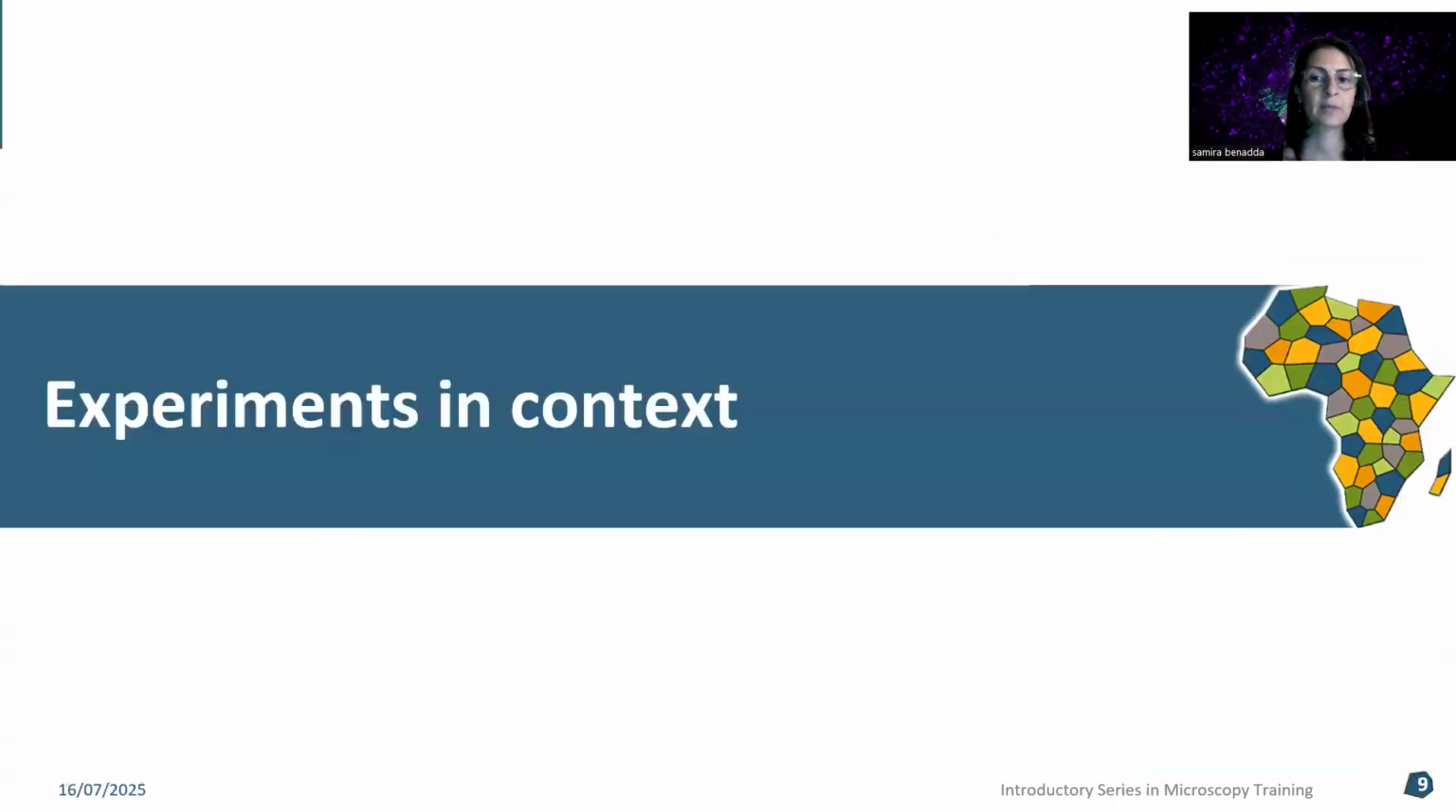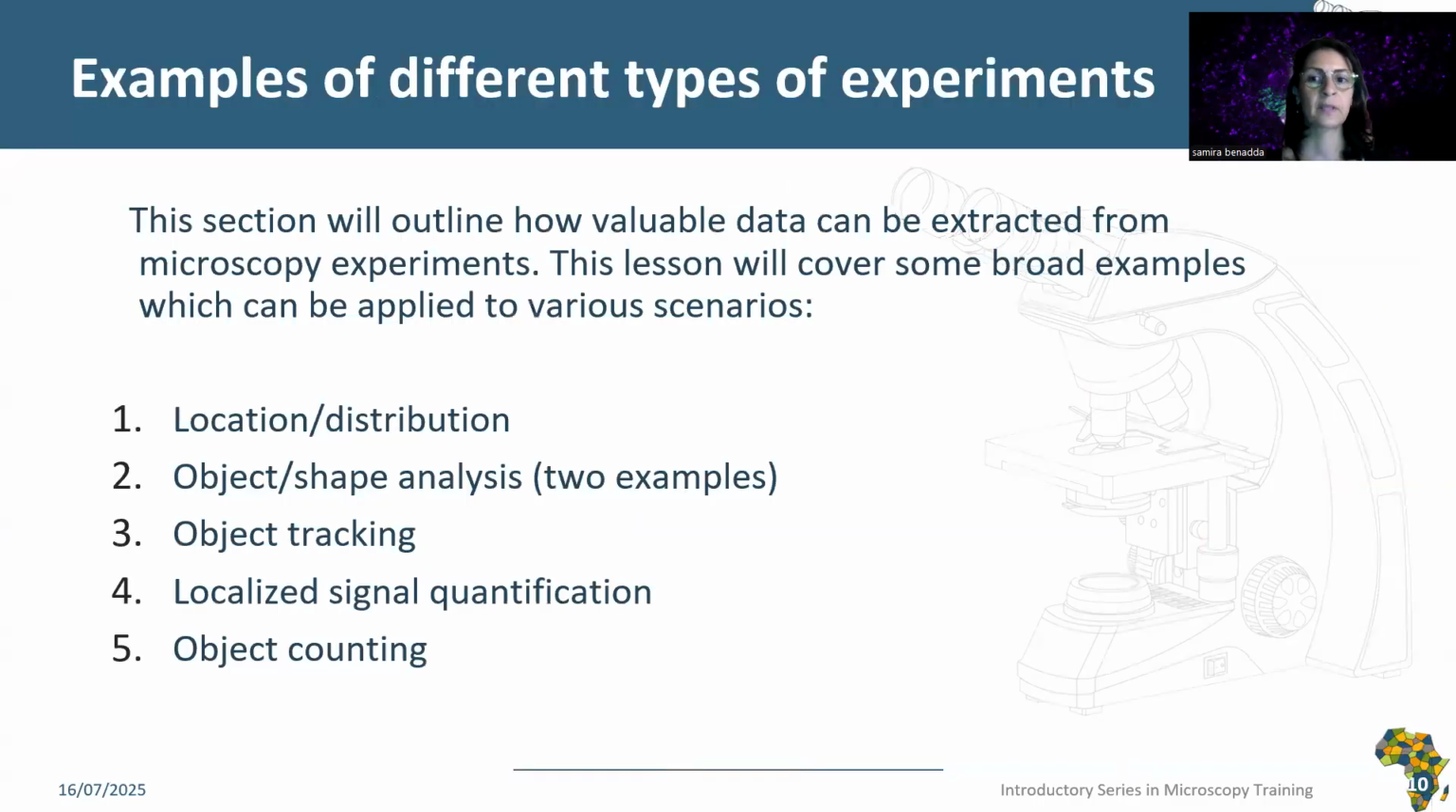On the next slide, microscopy experiments will be discussed in a research context. There are 5 categories of examples. The first one is an example of location distribution, looking at the location of a protein, for example, how it is distributed in a cell.